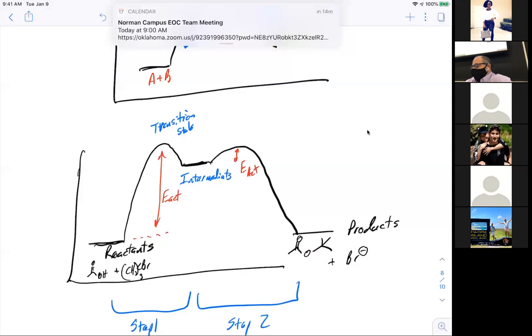So as we add, let's say we added a bunch of bromine, I have more bromine around, so that if ever I form this intermediate, it's going to go back the other direction. Okay, so it has to do almost with chance, right? And just the concentrations of the reactants.